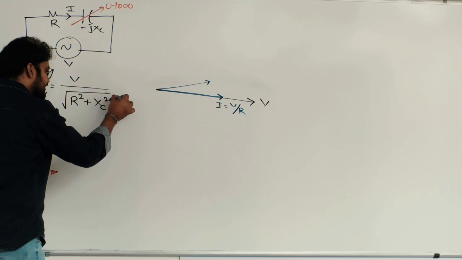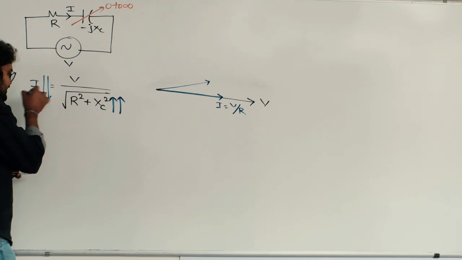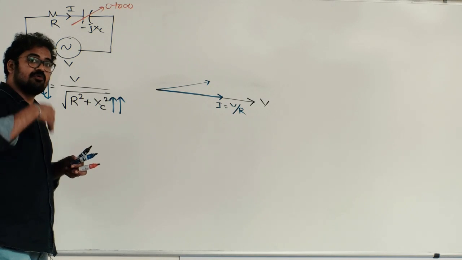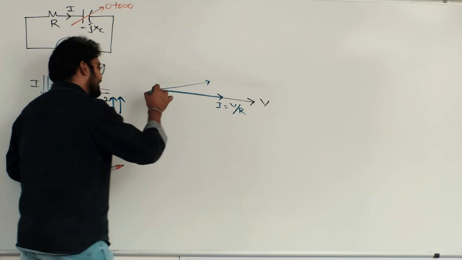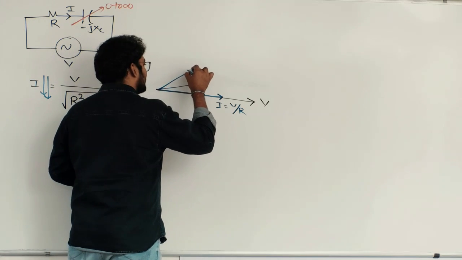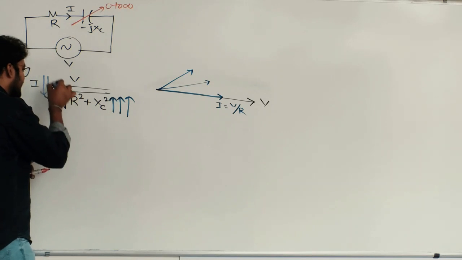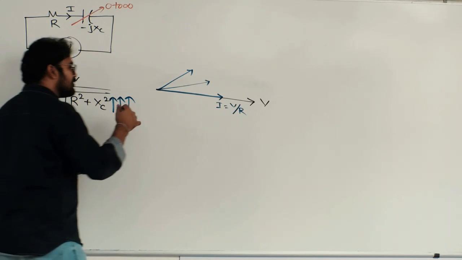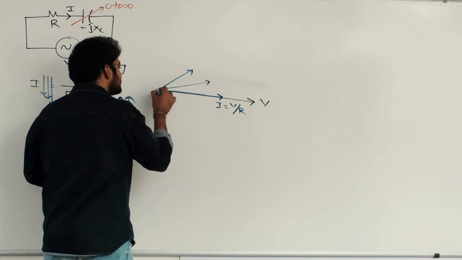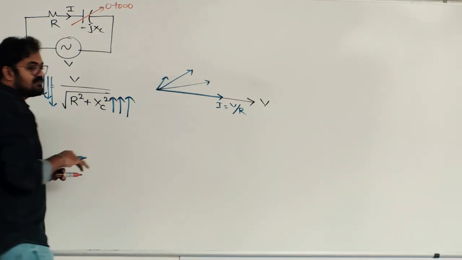If reactance is further increased, current will further decrease. The circuit becomes much more capacitive. Current will further lead the voltage, right? If reactance is further increased, current will further decrease, and therefore current will further lead. So gradually this procedure will take place.